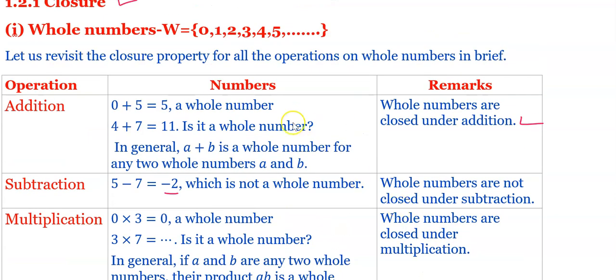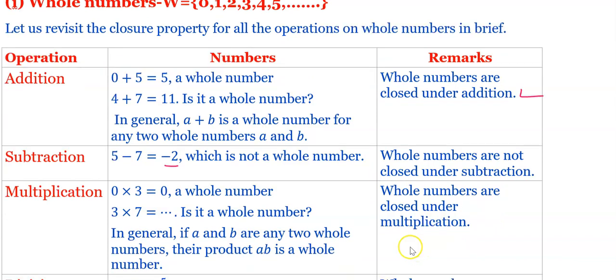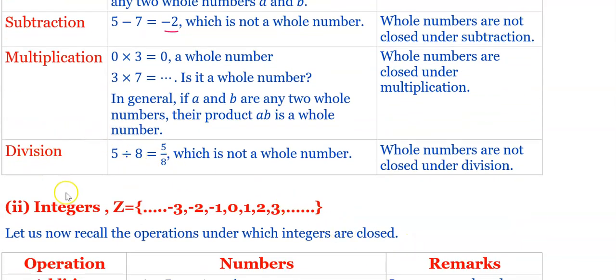It means if you take any two numbers from the whole numbers and take their operation as multiplication, and their product is again in the whole numbers, that's why we say that the whole numbers are closed under multiplication. Okay. Now next, division.